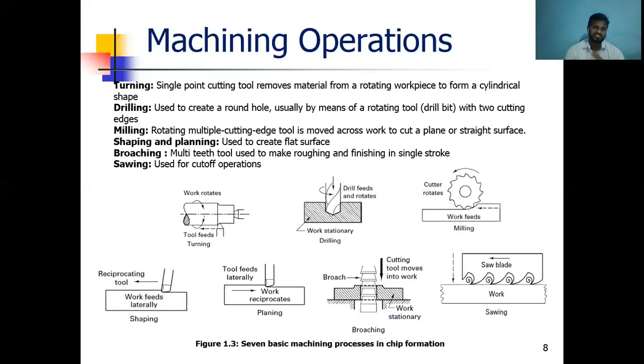Next one is shaping and planing. Shaping is also used to remove material from the workpiece to form a flat surface, right? Next one, broaching. In broaching, we observe that a multi-teeth tool is used in a single stroke. The multi-teeth tool makes roughing and finishing in a single stroke.